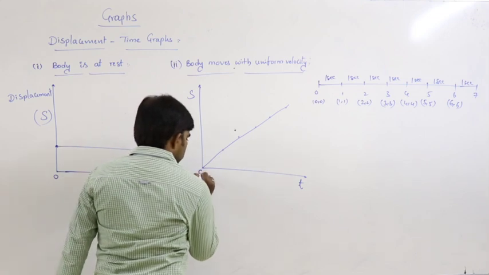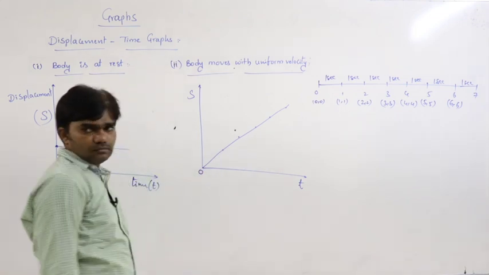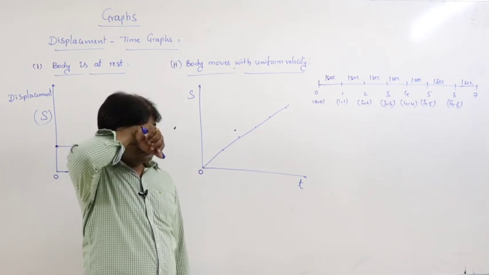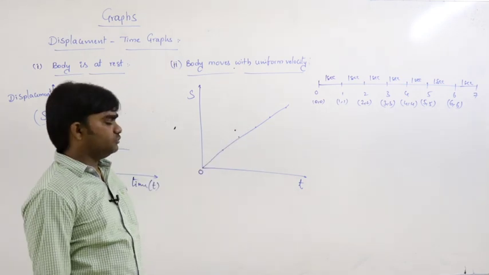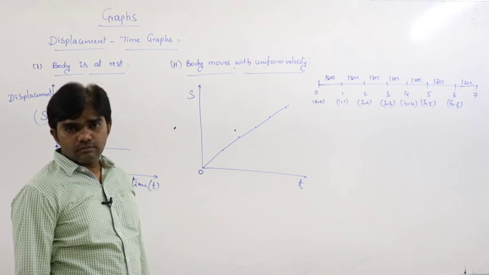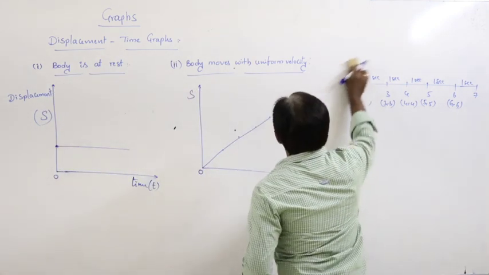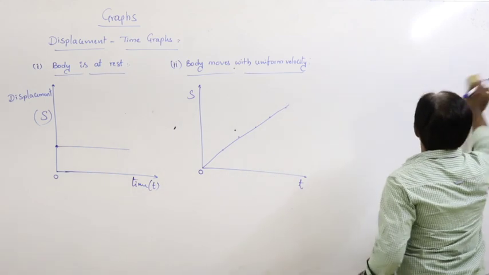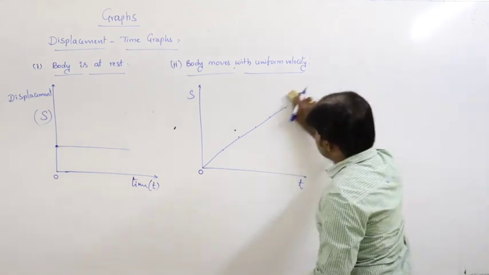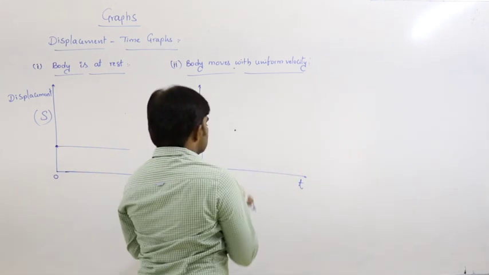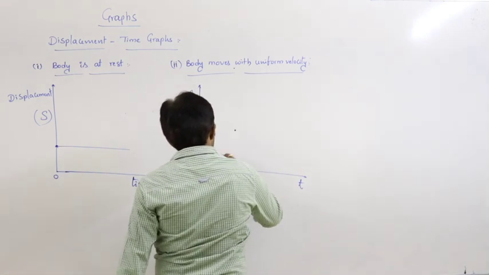Straight line passing through the origin. This is the shape of the graph. So the body moves with uniform velocity. Uniform velocity means equal displacements in equal intervals of time.